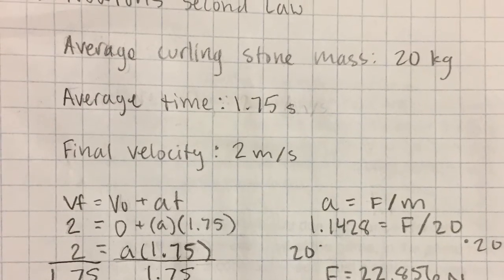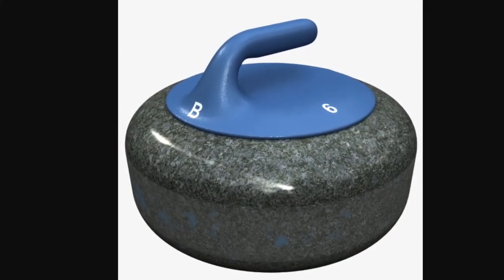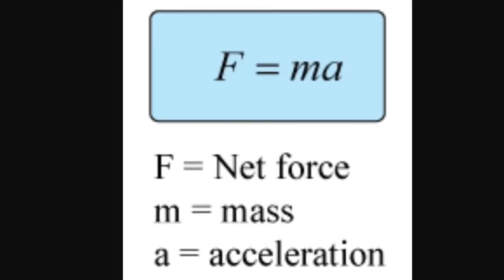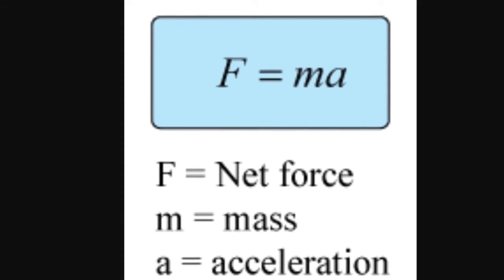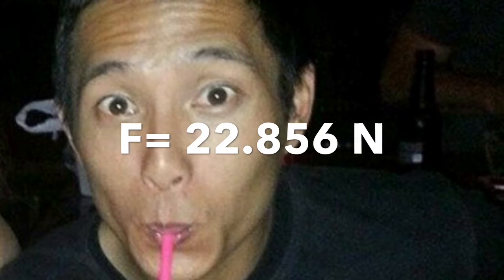But how much force does a curler use? Well, let me show you. The average curling stone mass is 20 kilograms. The average time is 1.75 seconds. And the final velocity is 2 meters per second. We then plug this information into our handy-dandy velocity equation to find the acceleration. Once the acceleration has been found, we plug that into the acceleration equation for Newton's second law. And boom. We have the force of our curler, which is 22.856. And that's not so bad, is it?